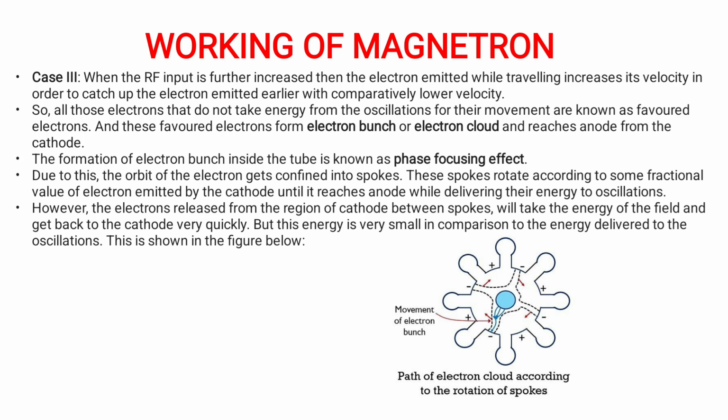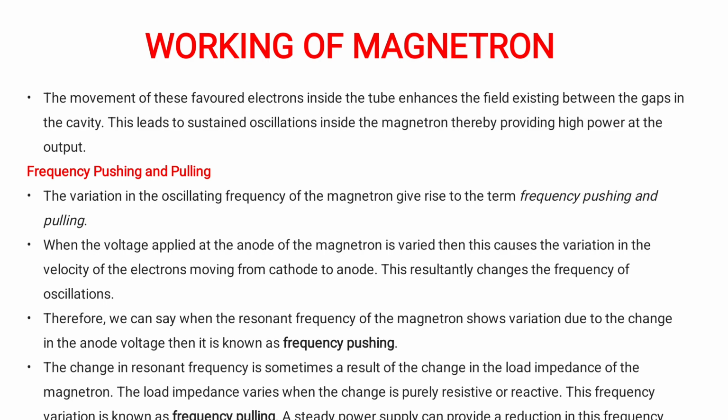These spokes rotate according to some fractional value of the electrons emitted by the cathode until they reach the anode while delivering their energy to oscillations. However, the electrons released from the region of the cathode between the spokes will take the energy of the field and get back to the cathode very quickly. But this energy is very small in comparison to the energy delivered to the oscillations. So the movement of these favored electrons inside the tube enhances the field existing between the gaps in the cavity. This leads to sustained oscillations inside the magnetron, thereby providing higher power at the output.